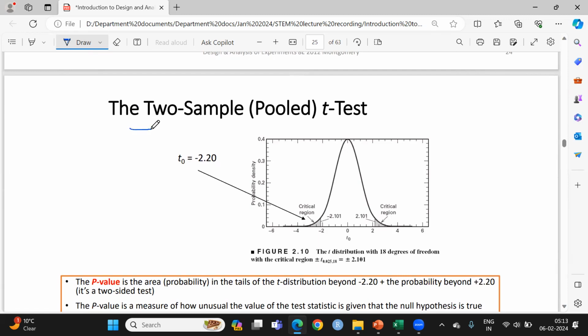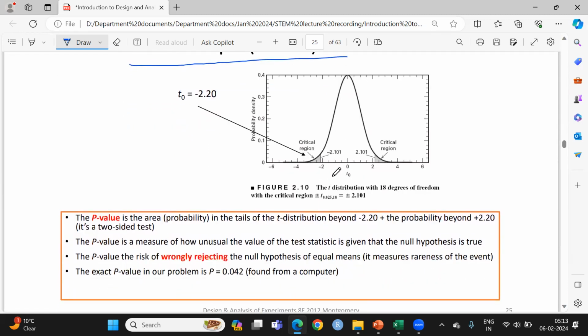Now, further, for the two sample pooled t test, the conclusion from the p-value. The p-value is the area, or probability, in the tail of the t distribution beyond minus 2.20. So we are now deriving the probability: the probability that the test statistic T naught is greater than the value x, where x means this minus 2.20.